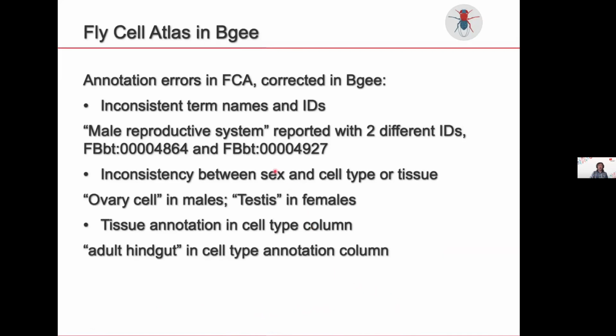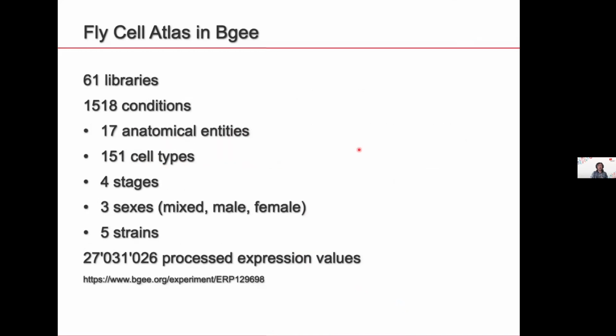For example, you have the male reproductive system, which was reported with different identifiers. So if you query one identifier, you don't find all the data from the male reproductive system. There were inconsistencies, so they would report an ovary cell in a male or a testis cell in a female. And there were places where they should be reporting a cell type, where they reported an organ, which is not consistent and doesn't allow you to report the right thing. So we recurated and cleaned this up.